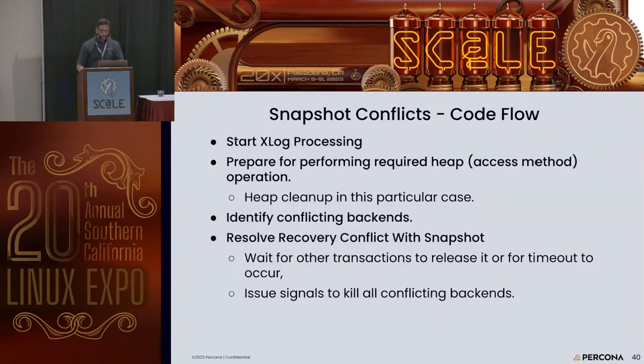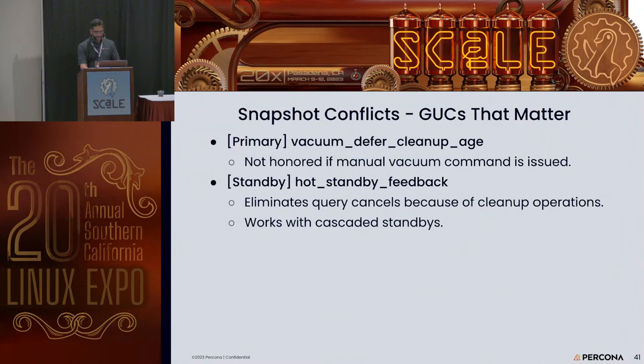In this particular case, the behavior is slightly different. It starts like the lock conflict with XLOG processing, but in this particular case, it goes into the access methods. It needs to clean up, and the relevant routines would be executed for cleanup. But from there onwards, the behavior is pretty simple. It identifies the conflicting backends, gets their PIDs, and ideally it would wait, but in this particular case, it does not because there was a manual vacuum instruction.